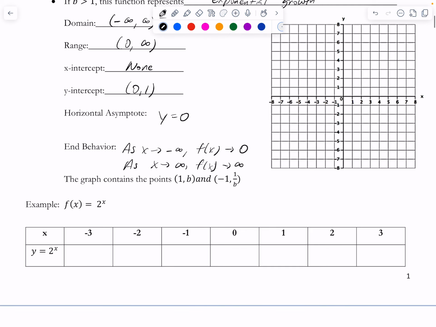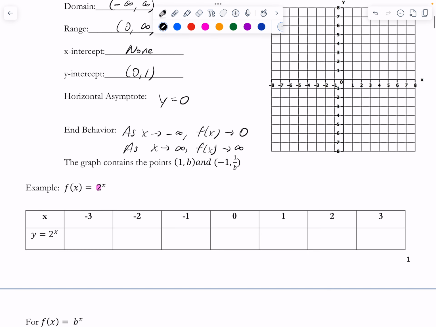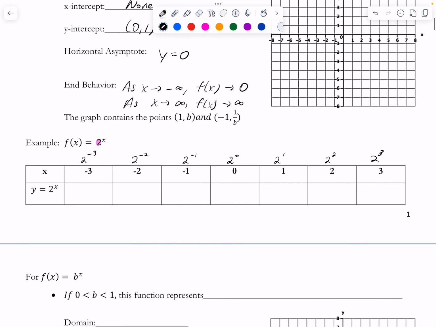Let's try this parent one here with a base of 2. I'm going to do 2 to the negative third power, 2 to the negative second power, 2 to the negative first power, to the 0 power, to the first power, to the second power, and then finally to the third power. Now the ones to the right are probably the easiest to do. Anything to the 0 power is 1, 2 to the first power is 2, 2 squared is 4, 2 cubed is 8.